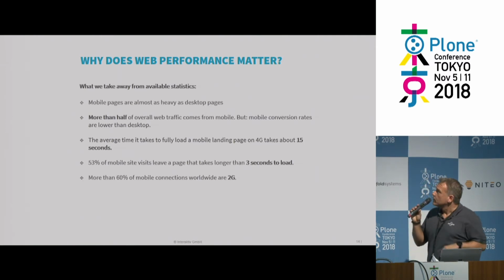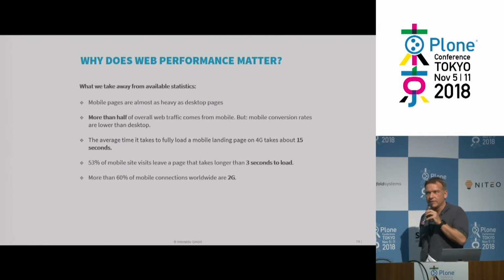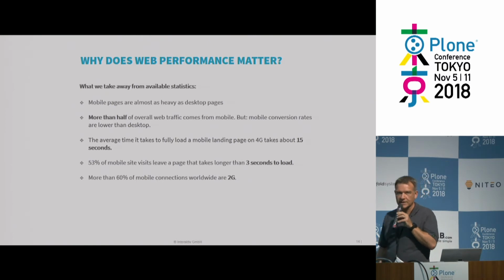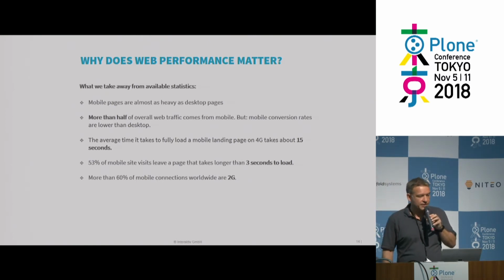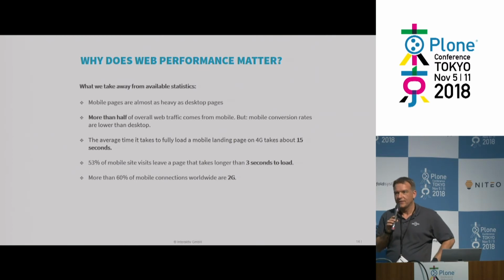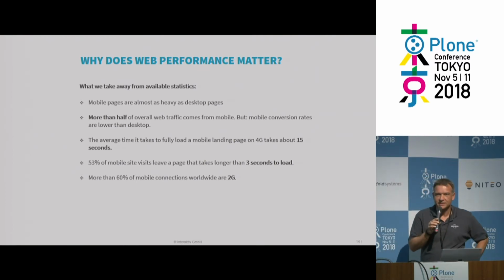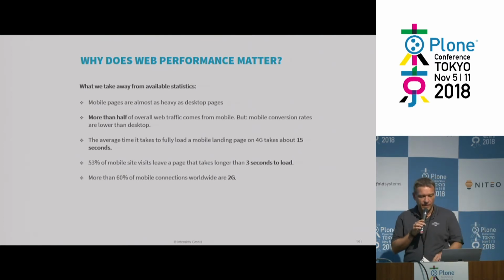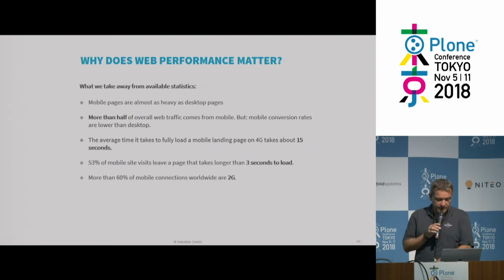And then we just talked about really good mobile speed. We talked about 4G. But if you look at the whole thing in global terms, you see that more than 60% of all mobile connections are still 2G. So if you have any worldwide audience, then you should also think about that, and then you need to do a lot more than you see in the statistics right now.